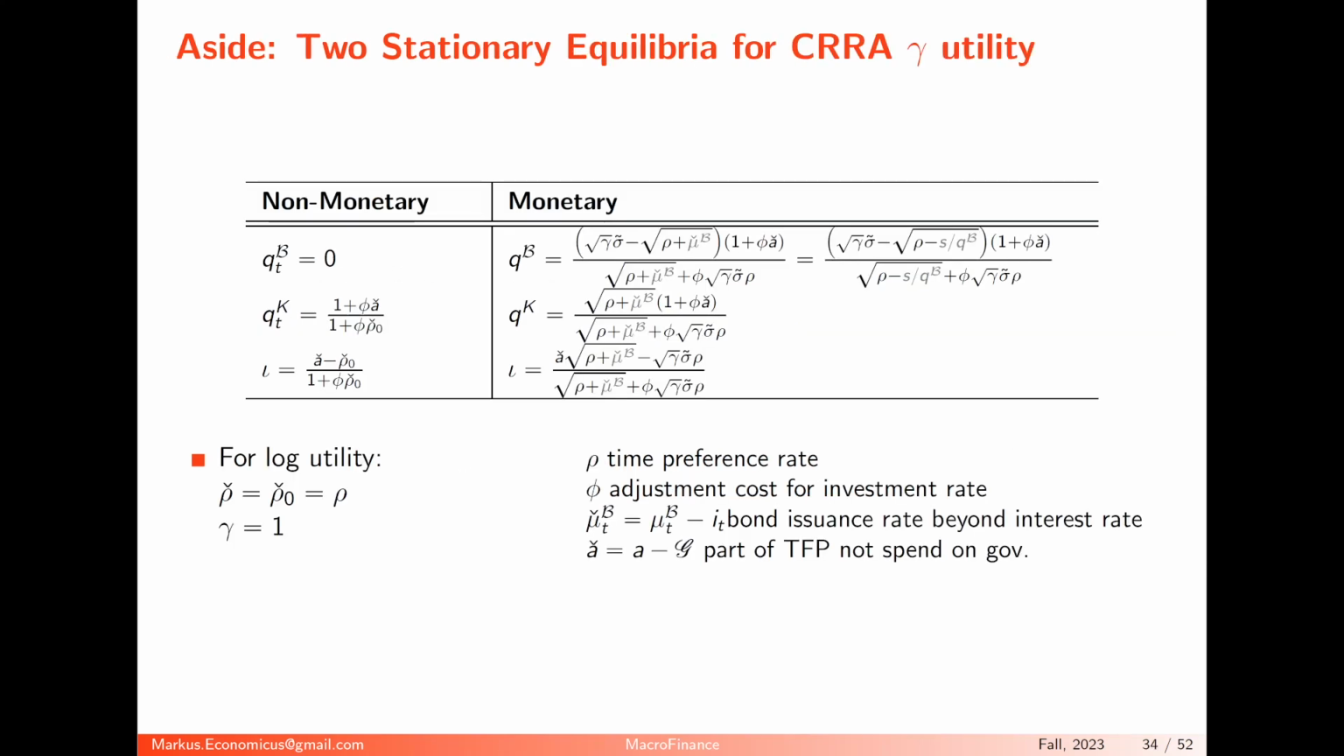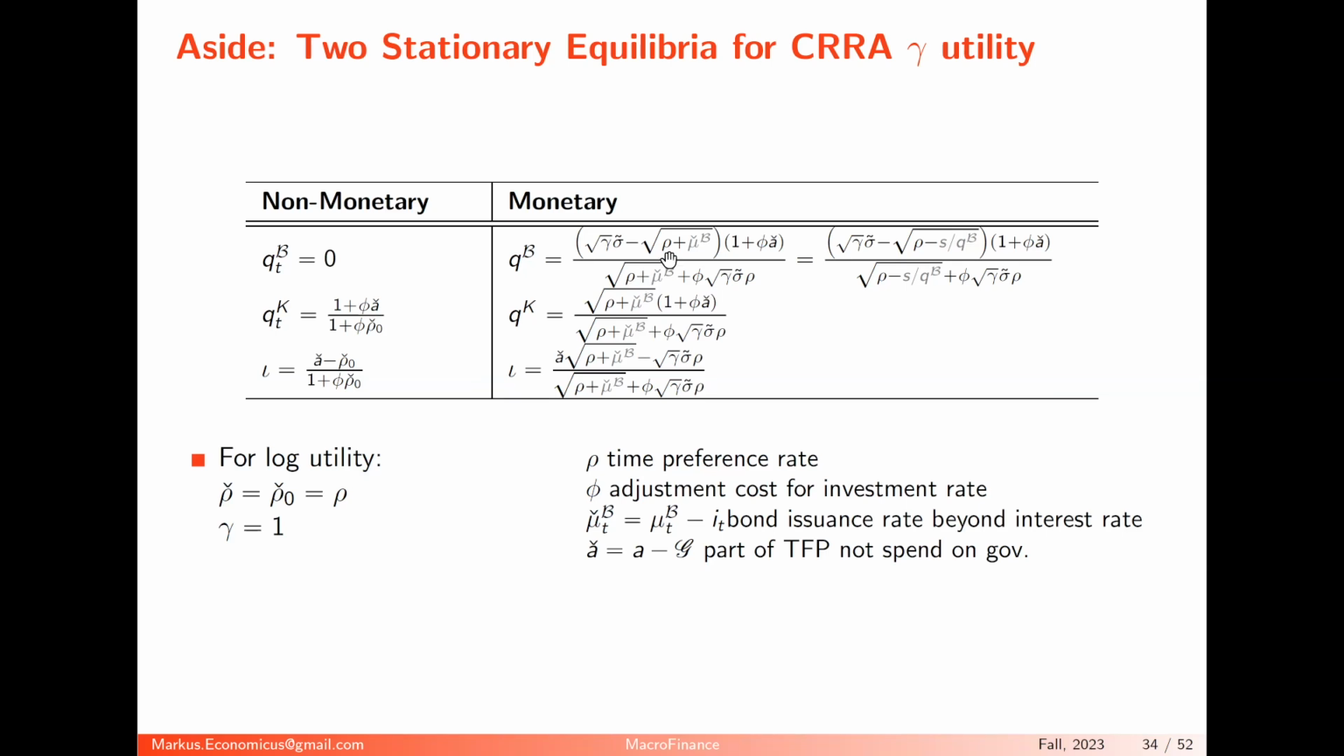Now let's do the whole thing with constant relative risk aversion utility. Now we have all these gammas floating around, but the whole formula is the same. The only difficulty is that the time preference rate is rho, but it always shows up. There are a lot of mu checks showing up.